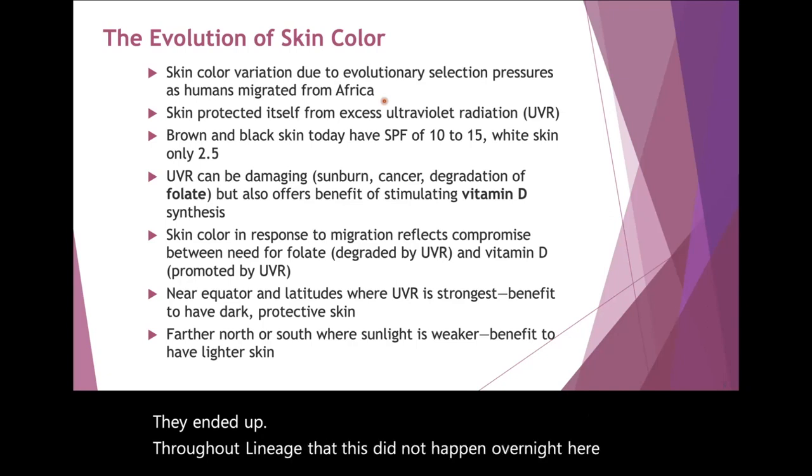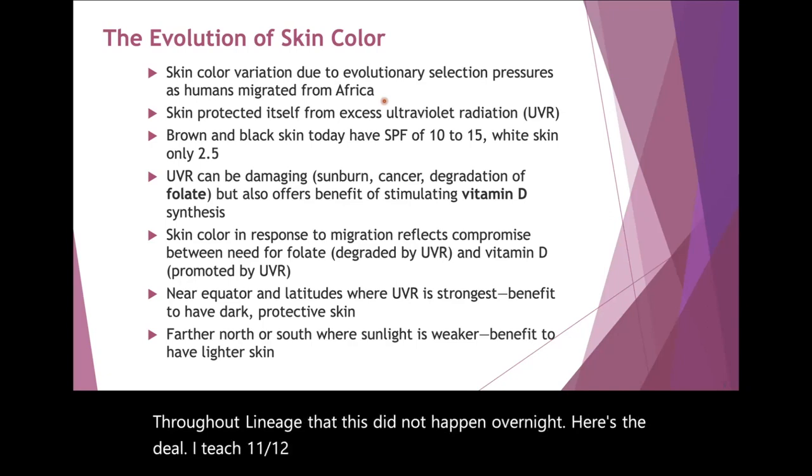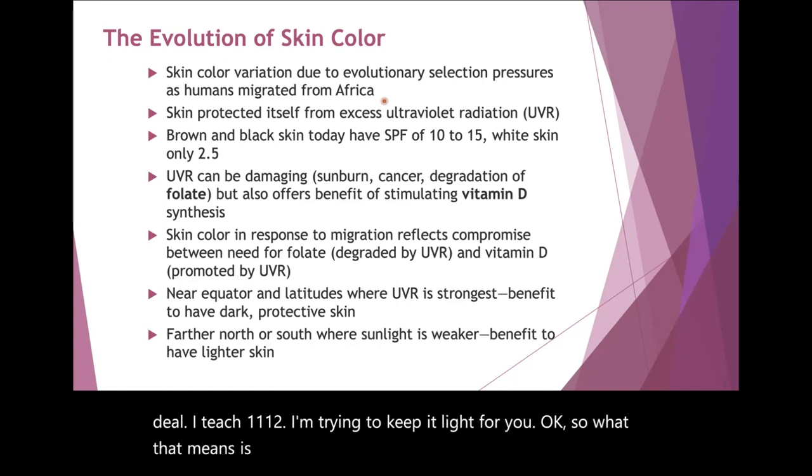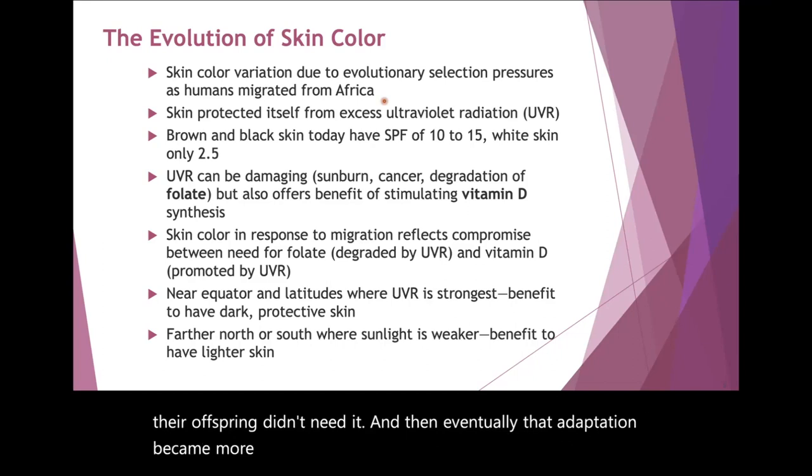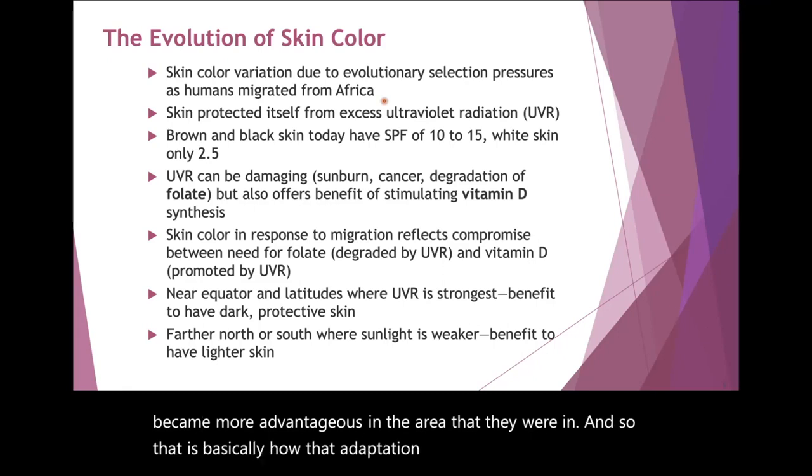Here's the deal. I teach 11, 12. I'm trying to keep it light for you, okay? So what that means is it wasn't needed. So their offspring didn't need it, and their offspring didn't need it. And then eventually that adaptation became more advantageous in the area that they were in. And so that is basically how that adaptation eventually evolved into lighter skin.